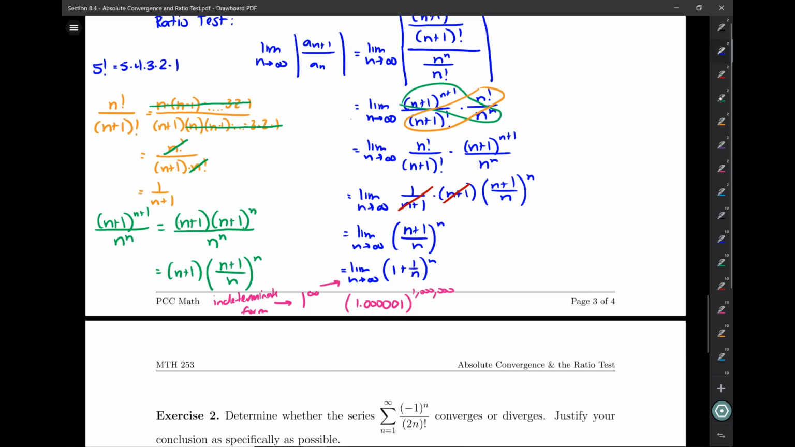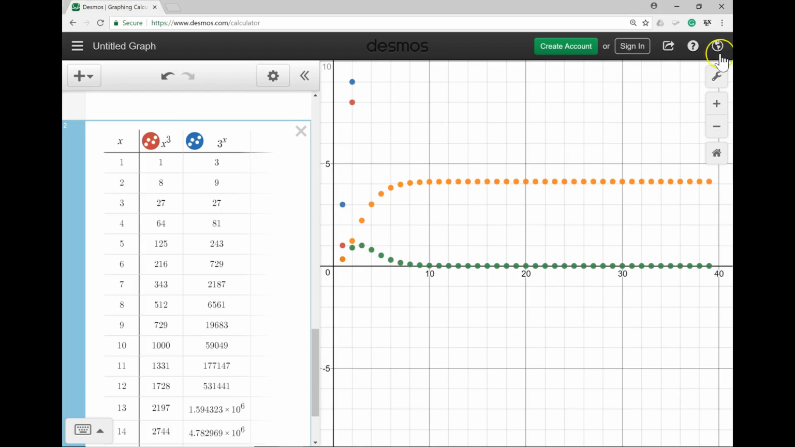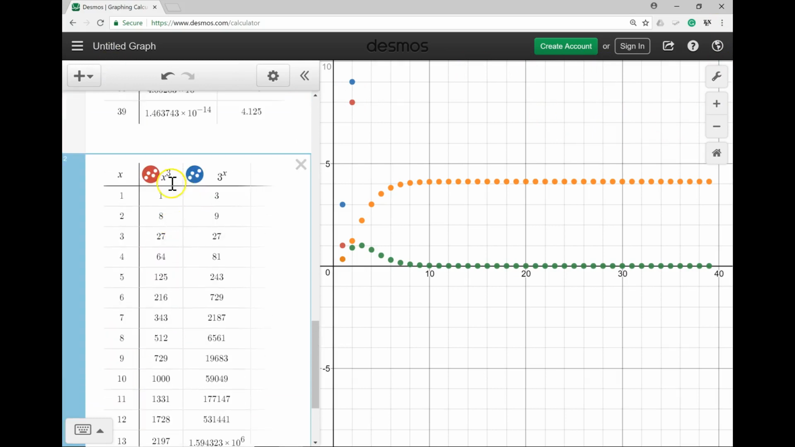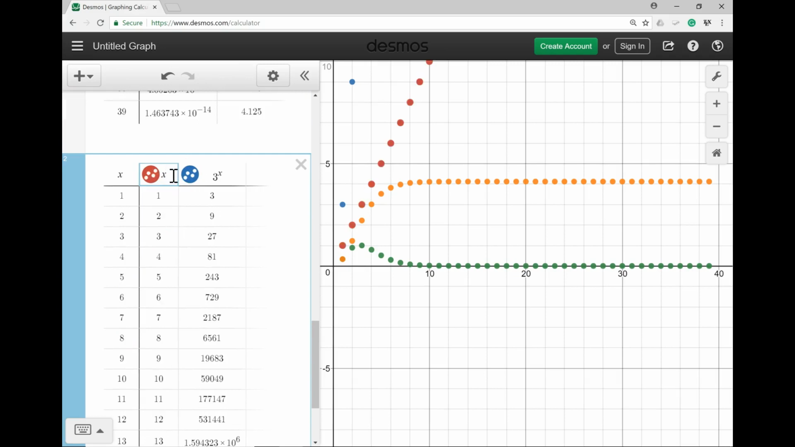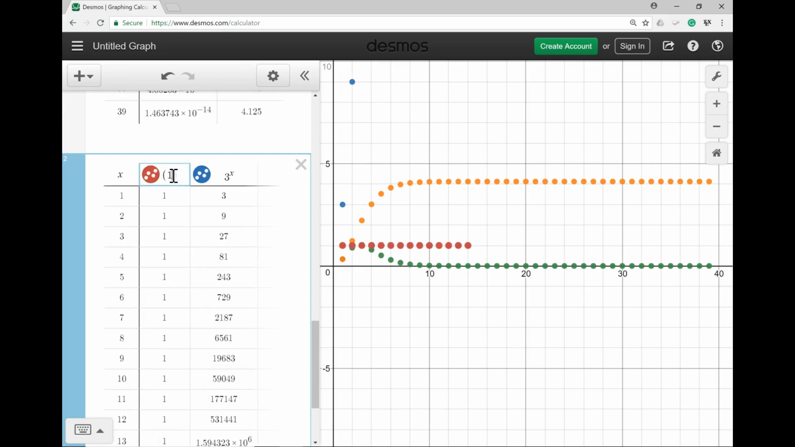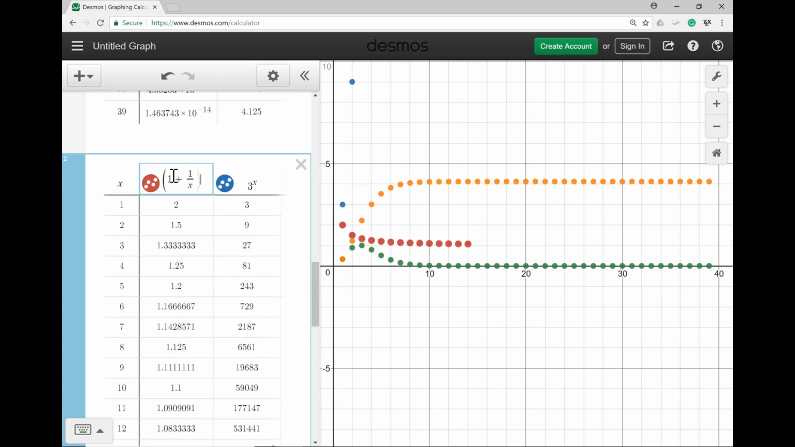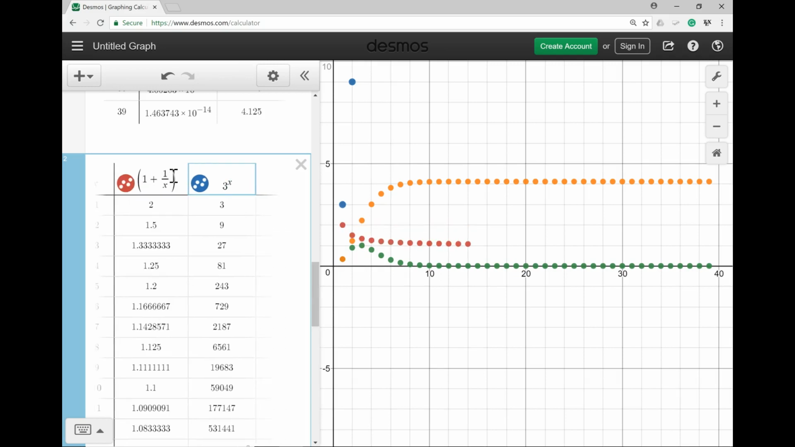And this limit comes out to be, well, if you don't remember, another thing we can do is resort back to Desmos and see what happens. So let's actually put in, maybe I'll put this in, 1 plus 1 over x raised to the x.